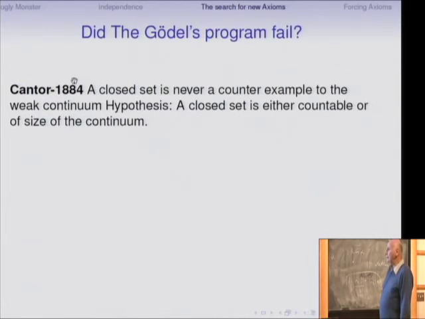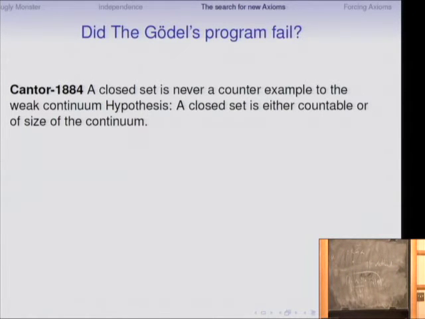Okay, now that actually gets us into an interesting historical line. Cantor, when he tried to deal with the continuum hypothesis, really started with something which later became known as the Cantor-Bendixson theorem, which said that if you talk about a closed set of real numbers, it's never a counterexample to the continuum hypothesis. An open set, if it's non-empty, is of size continuum, since it contains an interval. A closed set is either countable or of size continuum. Really, if the closed set is uncountable, then it contains a perfect subset.